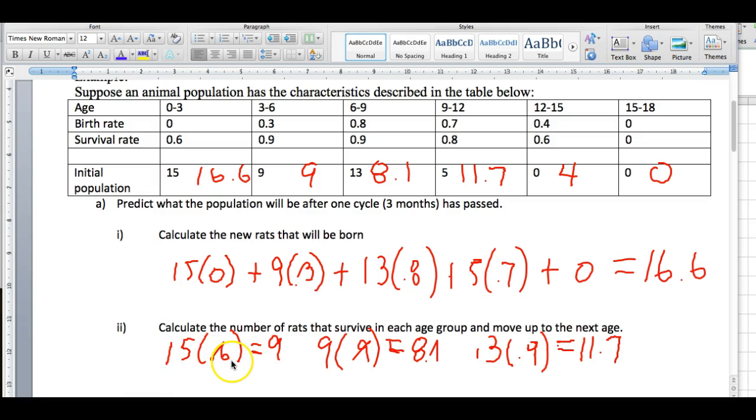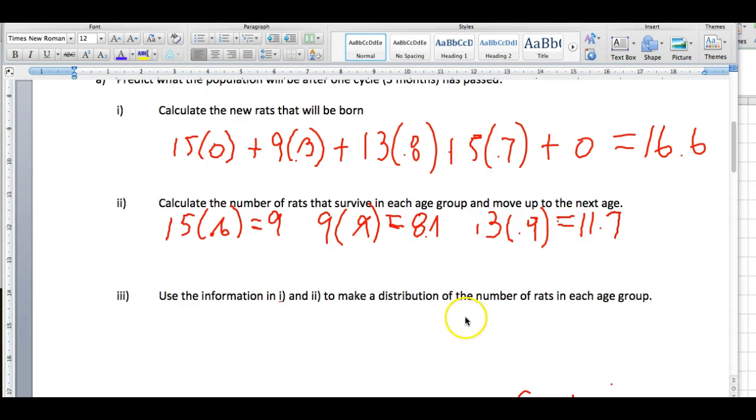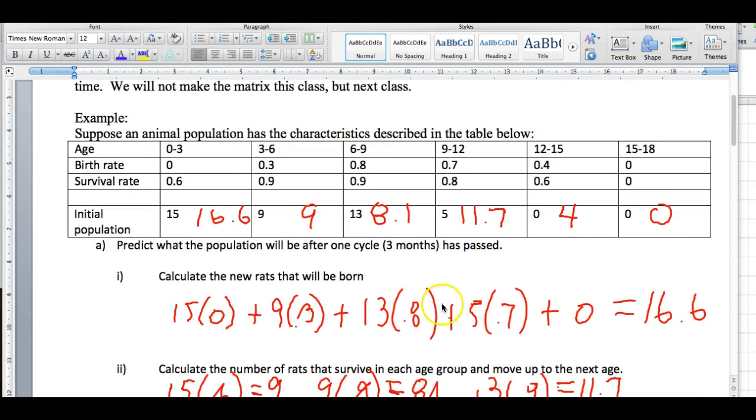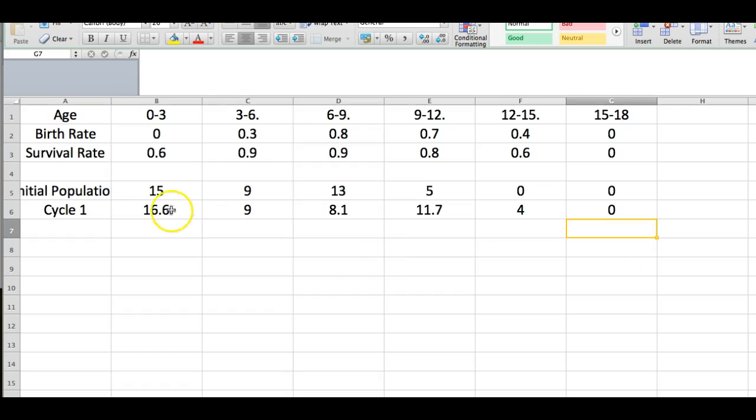Here's my scribbly calculations if you want to see this. 15 times 0.6 would give me 9. That's what I put right there. This in red right here would be my subsequent cycle, after one cycle. And then the distribution of rats in each age group would just be this right here. This would be the distribution. In each age category, how many rats do I have? You also can look at the spreadsheet. This would be the distribution after one cycle.